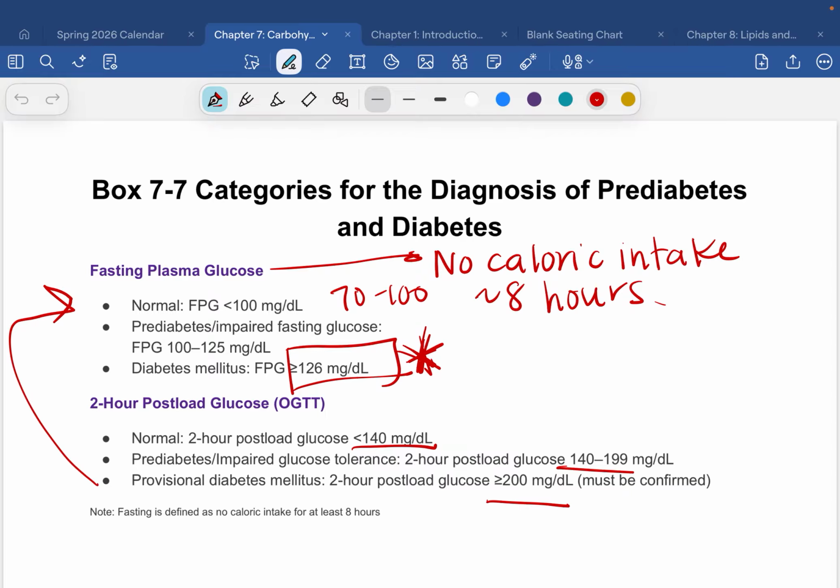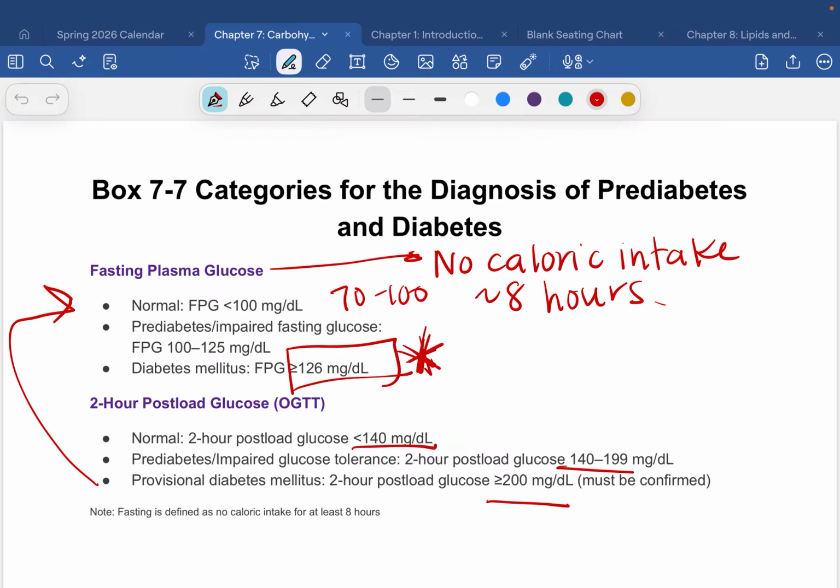Okay, so we are going to pick up right where we left off. This is the slide we left off on. I am going to go over just a couple more things on this slide because I think I rushed through this at the end. This is the categories for the diagnosis of prediabetes and diabetes, and these are numbers that you do have to remember. It covers the conditions required to diagnose diabetes and prediabetes.